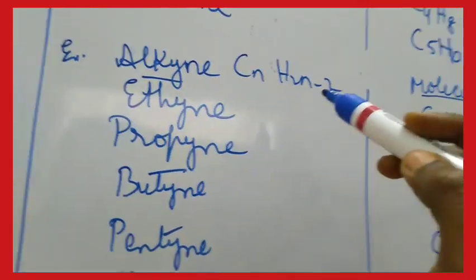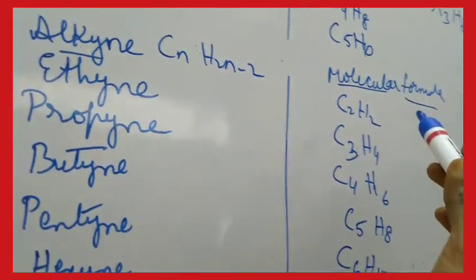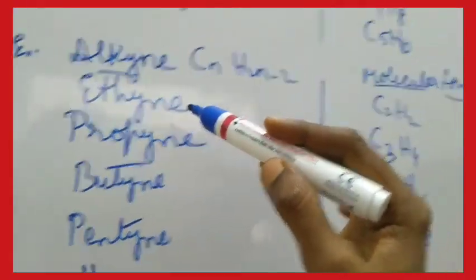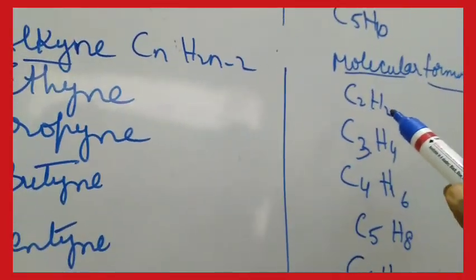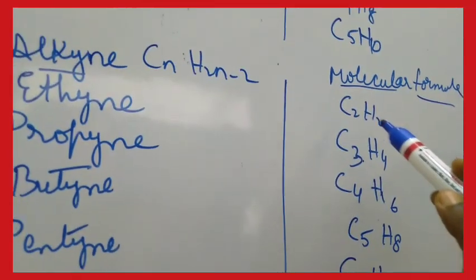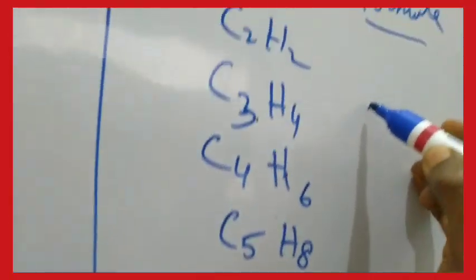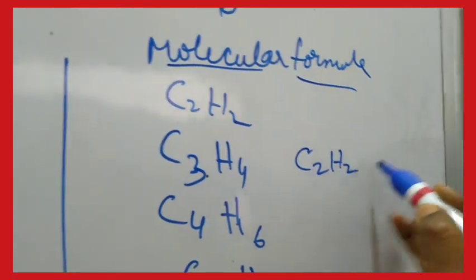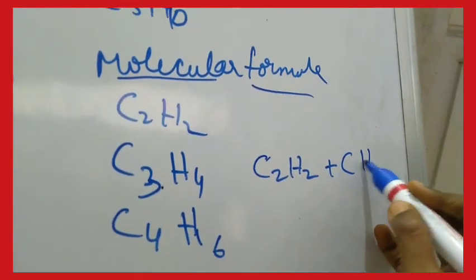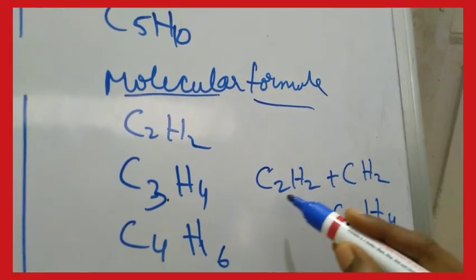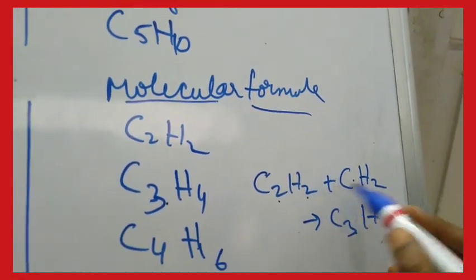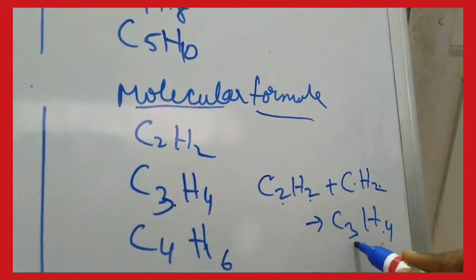Alkyne. Then we have CnH2n minus 2. This is the general formula. Coming to the molecular formula, let us take ethyne. Ethyne means, eth means what? 2 carbon atoms linked with 2 hydrogen atoms, C2H2. For this C2H2, if you add CH2, what are you going to get? C3H4. 2 plus 1, 3. 2 plus 2, 4. So the next compound is C3H4.